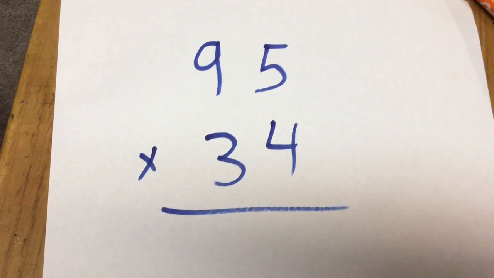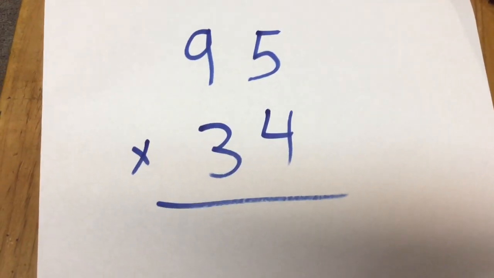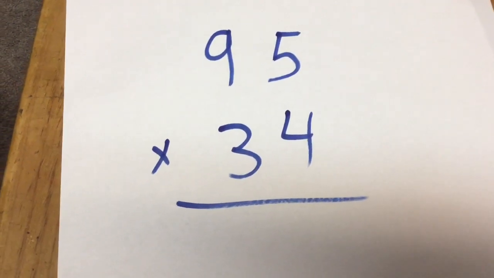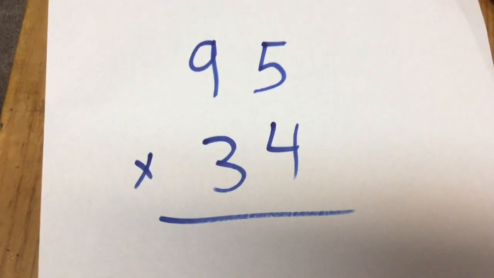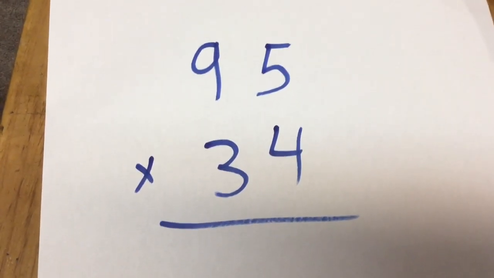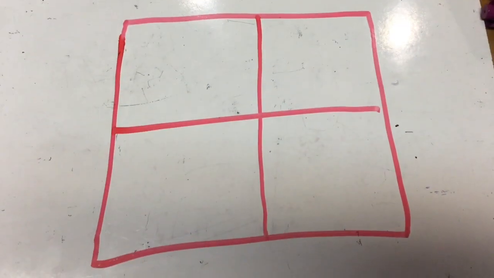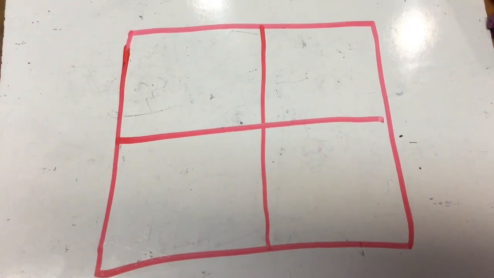Okay, here's the problem. Let's set it up. What do I mean by set it up? I mean make your lattice window, because we need 4 windows, because I have 2 numbers times 2 numbers. That's 4 windows. Okay, so make a new window. I'm going to do that. You'll see mine in a minute. Okay, there's my window. Now I'm going to put my numbers where they go.